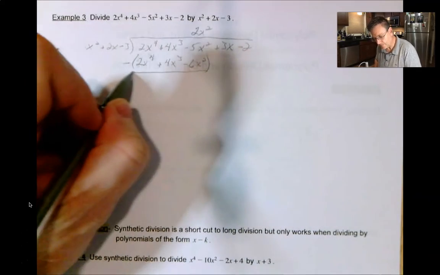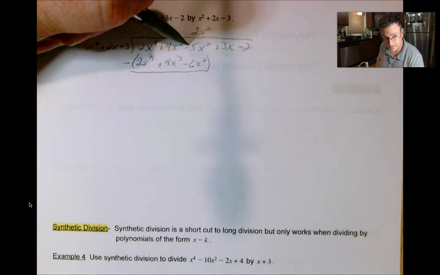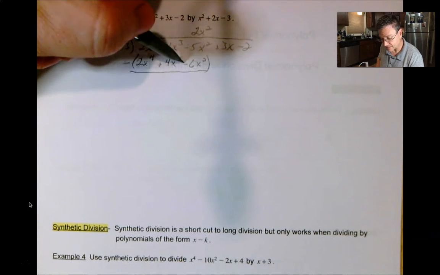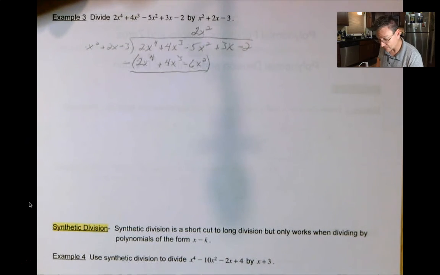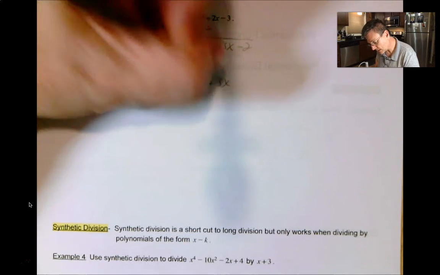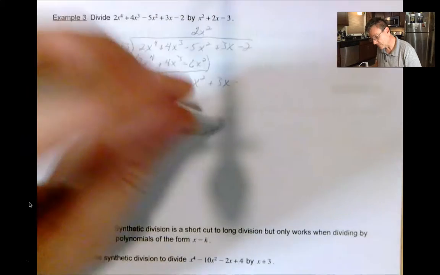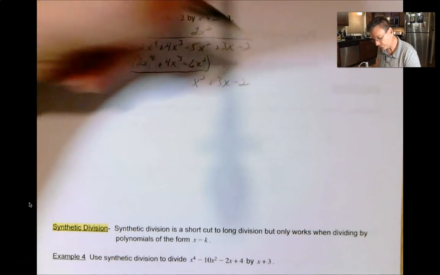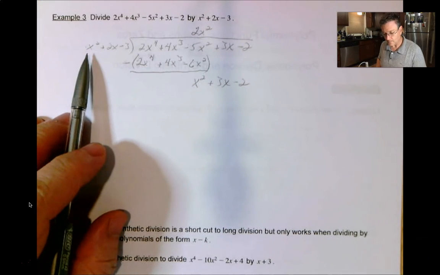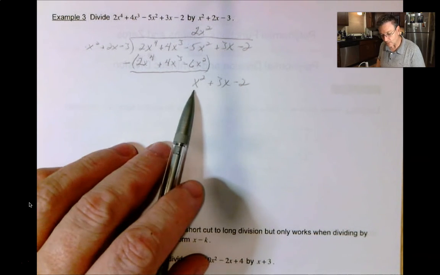Alrighty. Cancel. Cancel. Negative 5x squared minus a negative 6x squared is plus a 6x squared. So x squared plus 3x minus 2. What do we multiply x squared by to get x squared? Nothing.